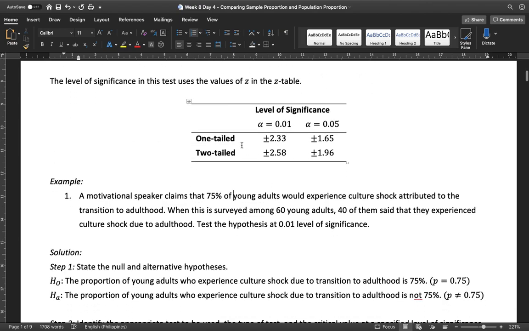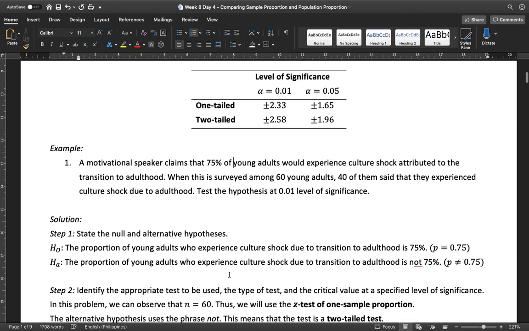For example, a motivational speaker claims that 75% of young adults will experience culture shock attributed to the transition to adulthood. When they surveyed 60 young adults, 40 of them said that they experienced culture shock due to adulthood. Test the hypothesis at 0.01 level of significance. So let's state the null and alternative hypothesis.